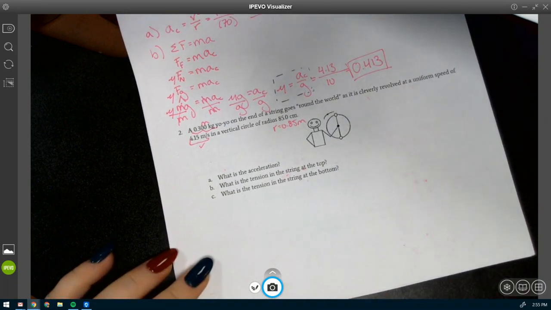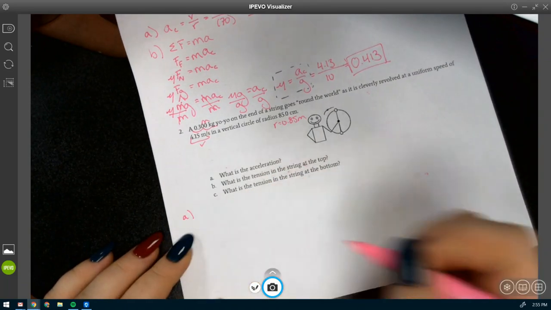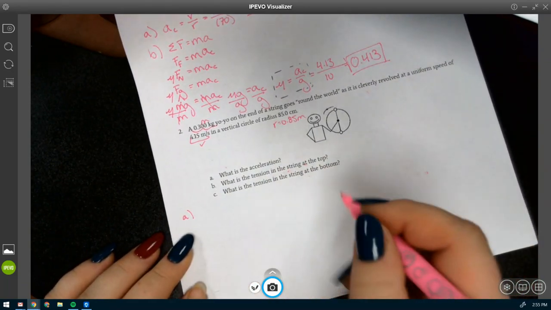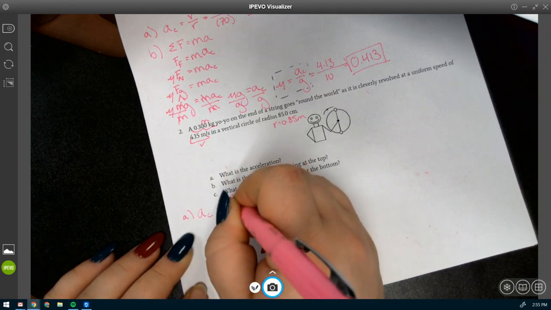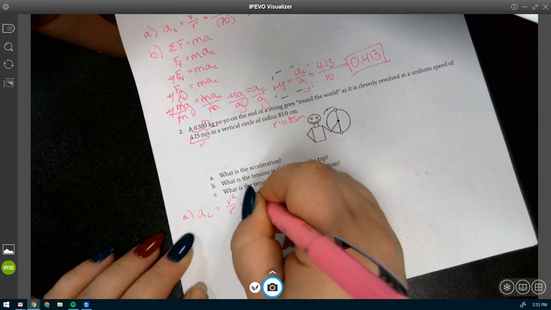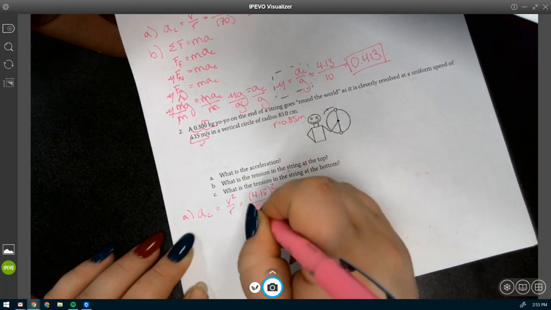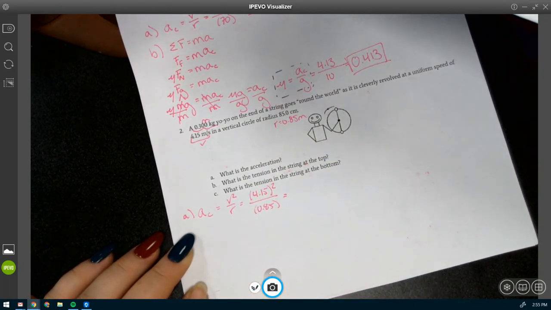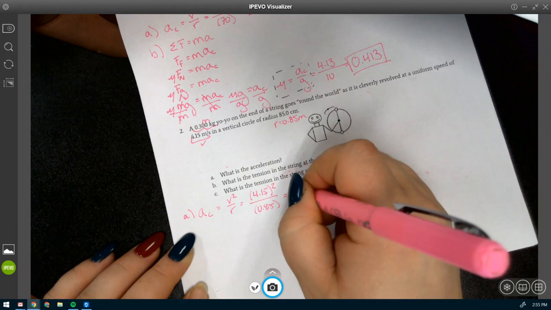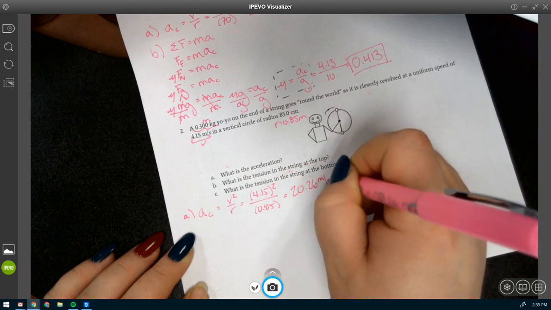So part A asks us for the acceleration. Even though it is at a constant speed, it is going in a circle, so it's changing direction. So we can use our a sub c is equal to v squared over R. So 4.15 squared divided by 0.85. And I've got 20.26 meters per second squared.